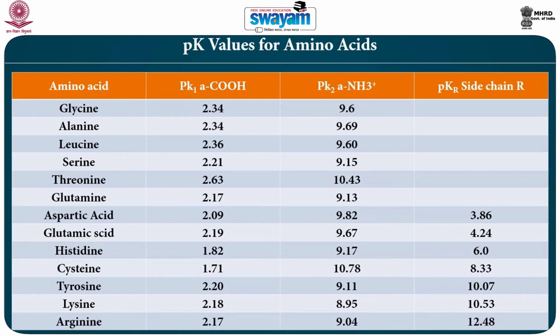Aspartic acid has pK1 2.09, pK2 9.82 and pKr 3.86. Histidine 1.82 pK1, 9.17 pK2 and pKr 6, which is in the physiological range. Arginine has pK1 2.17, pK2 9.04 and pKr 12.48, highest value.